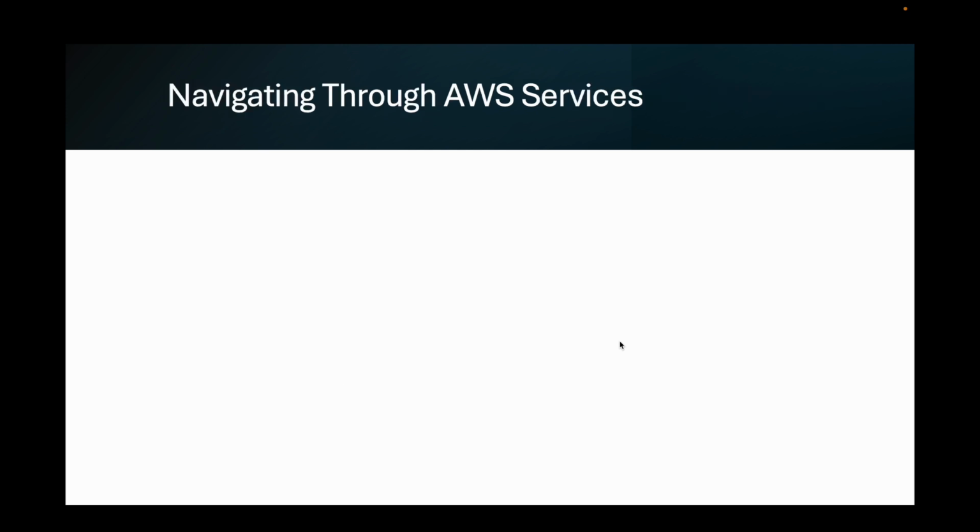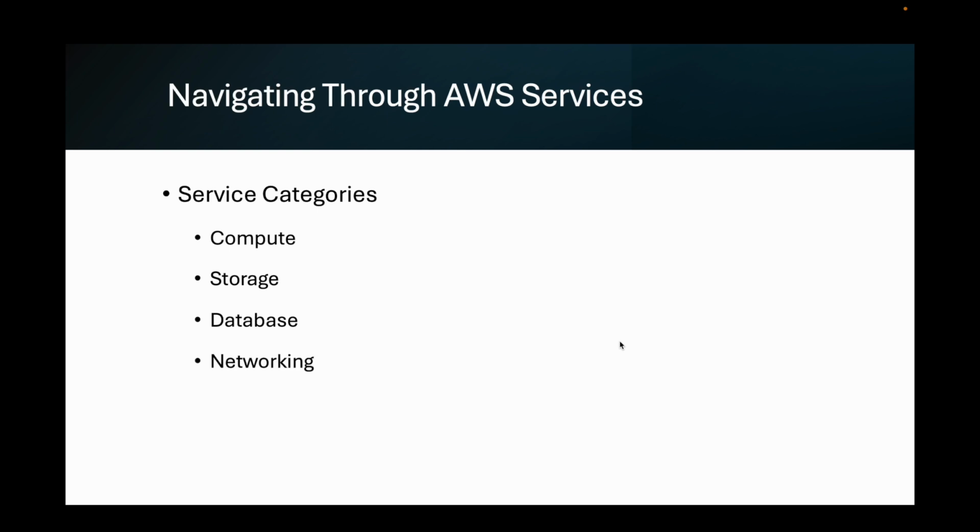Let's look at navigating through AWS services. Now, AWS provides a wide variety of services that you can interact with via the management console. Here's how to navigate and access these services. First, through service categories. The service menu is divided into categories including compute, where we have EC2, Lambda, Elastic Beanstalk. You have storage, which consists of S3, Glacier, EBS. You have databases like RDS, DynamoDB, Redshift, networking, which consists of VPC, Route 53, ELB, and security and identity, which is IAM, Cognito, and GuardDuty.